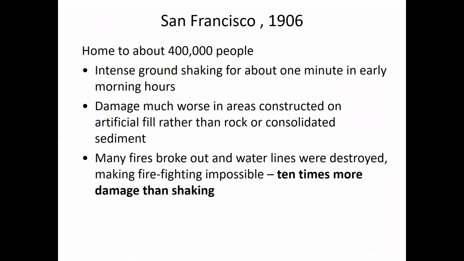So in 1906, there were about 400,000 people living in San Francisco, right? It was not the size it is today. There was intense ground shaking in the early morning hours. The damage was much worse in areas constructed on artificial fill, loose, unconsolidated material, rather than consolidated rock or even more consolidated sediment. So you're going to see another theme. You build on loose ground, loose foundation, that amplifies the shaking and increases the destruction. Many fires broke out and the water lines were destroyed, making firefighting impossible. The fire actually caused 10 times more damage than the shaking. Once again, that's the failure of the infrastructure.